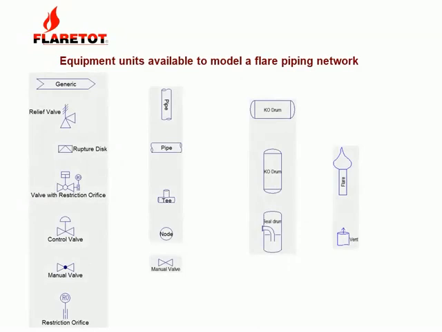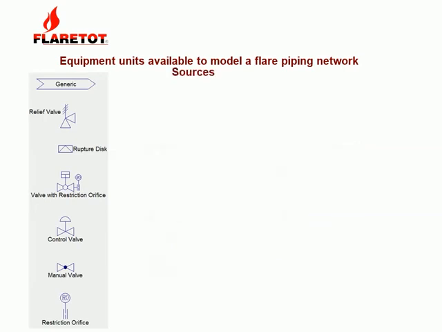All the usual equipment found in a flare system is available for you to model the piping network. Flow sources to the piping network can be classified as generic: relief valve, rupture disk, blowdown valve with restriction orifice, control valve, manual valve, or restriction orifice.